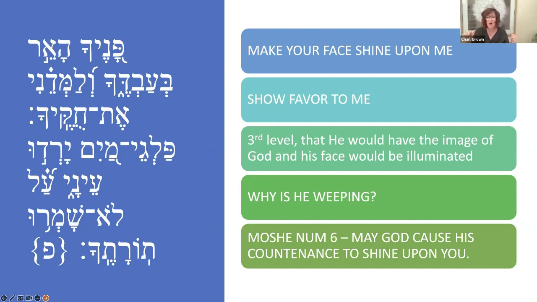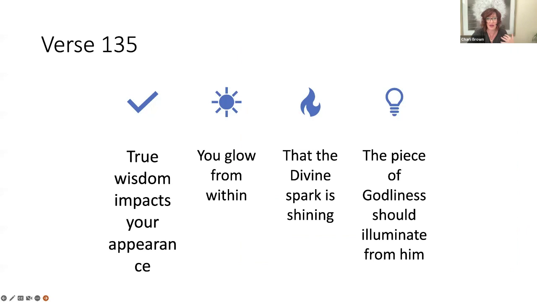So when you're just going, oh, I'm going to do the Aaronic blessing, may his face shine upon you, I want you to think about this to the third level. True wisdom impacts your appearance. When you're digging deep in the word and you're getting true wisdom from the word, it should impact your appearance. You glow from within. That divine spark inside of you shines, and that's what people see. And your sphere of influence is impacted. Everything around you sees that. Something should be different about you. Something should be shining forth in you, and that piece of godliness should illuminate from you.